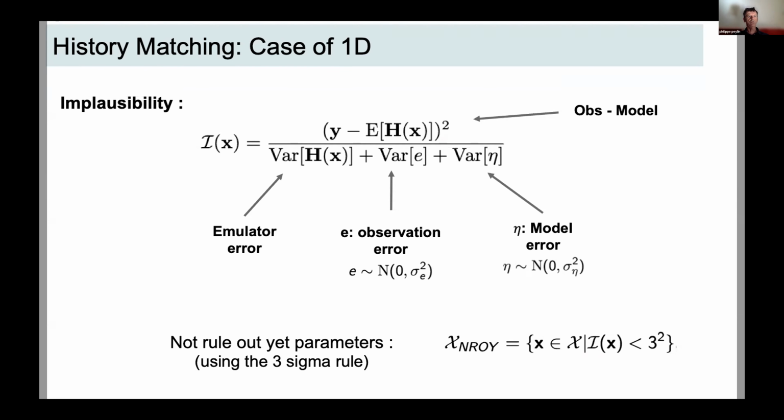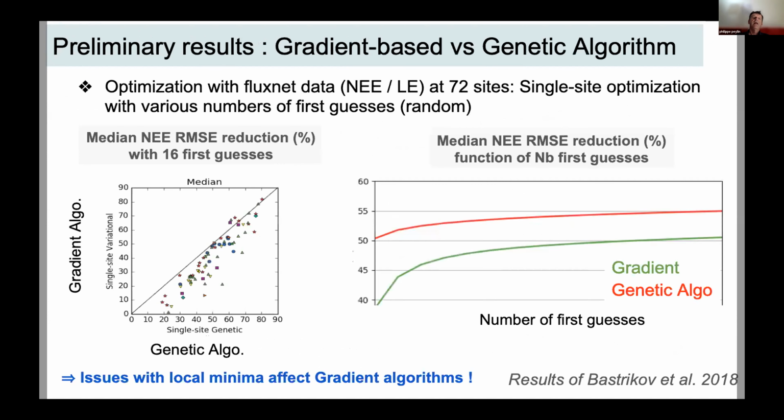So basically you want to have the minimum implausibility, and you set up a criterion to rule out parameters that are above a threshold. We usually take 3 sigma of that overall total variance in the denominator. So we exclude all parameters that are above 3 times that total variance, and then we continue doing more waves iteratively to refine the emulator. So basically, with each wave, you refine the search of your parameter space.